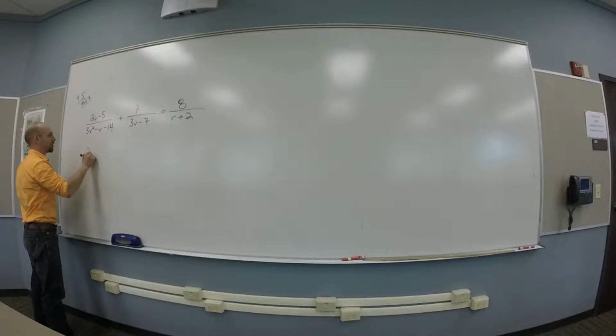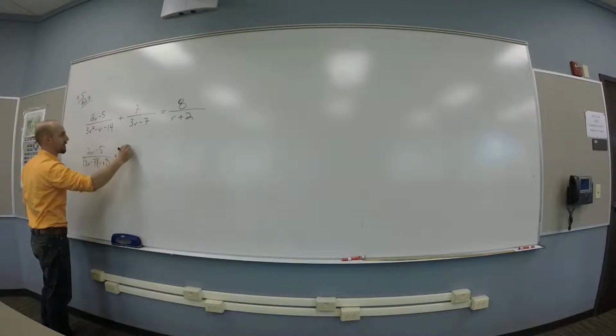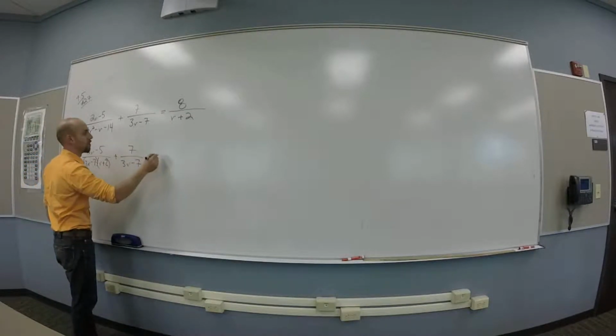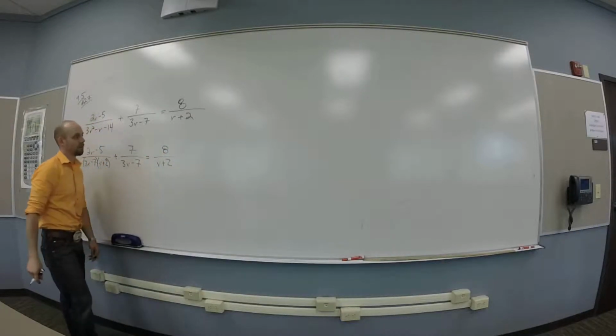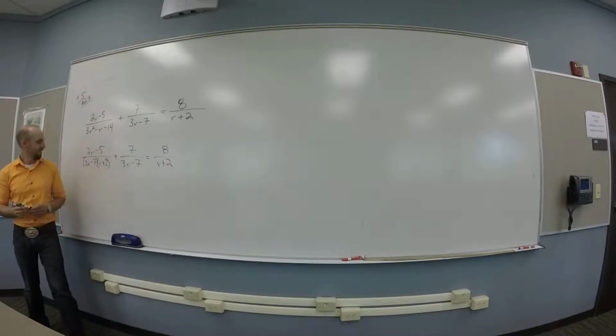So I've got (2v minus 5) over (3v minus 7)(v plus 2), plus 7 over (3v minus 7), equals 8 over v plus 2, rather? Another one over there too.